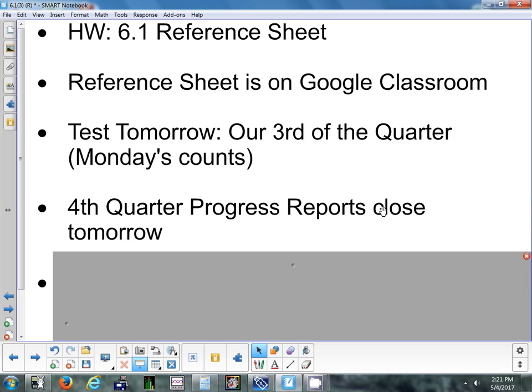Remember, progress reports close tomorrow. So if you didn't make up the test from last academic week, that will show up on there. If for some reason you don't finish tomorrow's test, all right, that will also show up on your progress report. It'll say 0 for test quiz not made up. All right, obviously we're not going to give you a 0 for it. You just have to find the time to get it made up.